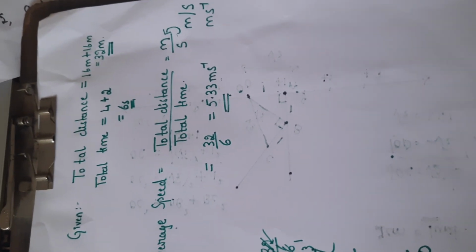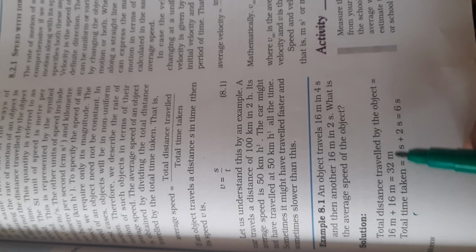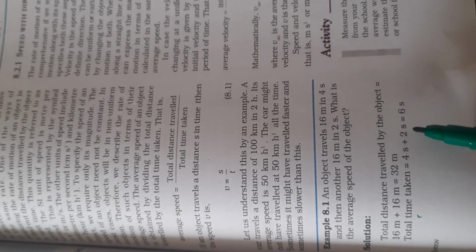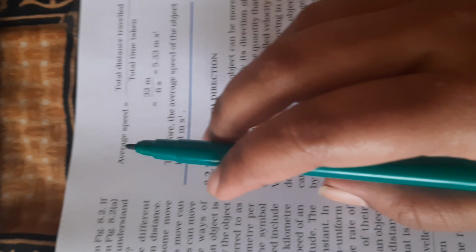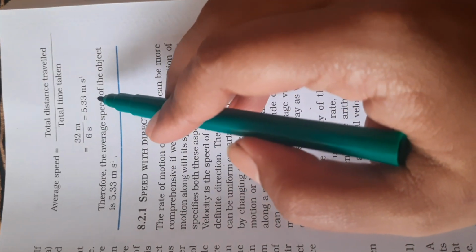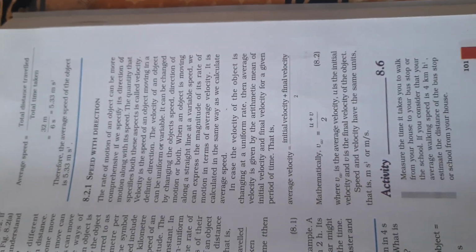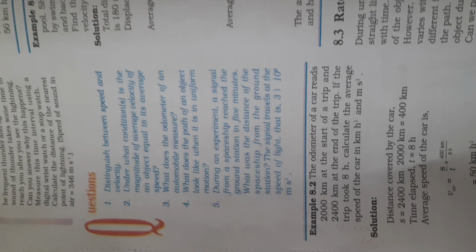Understood the problem, children? Now look into your textbook. That is what they have done. Total distance traveled by the object is 16 plus 16, 32 meter. Total time taken is 4 plus 2, 6 seconds. Average speed is total distance by total time. 32 by 6 is 5.33 meter per second. That's it. Now you have one more numerical based on this average velocity.